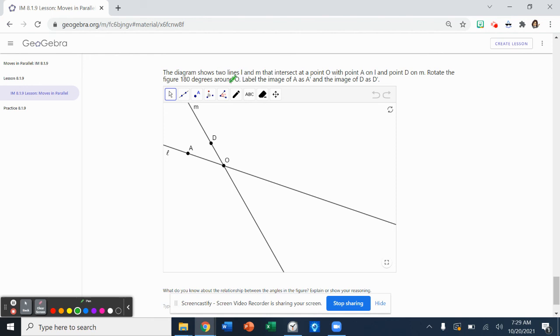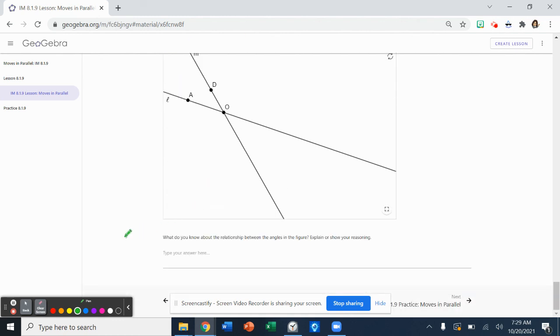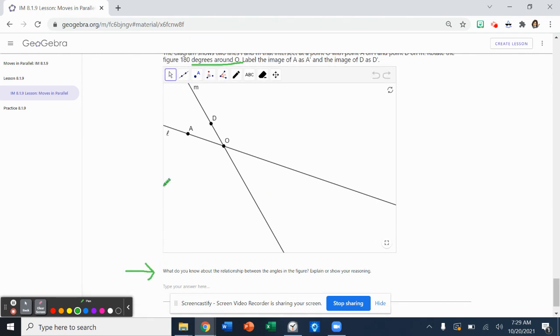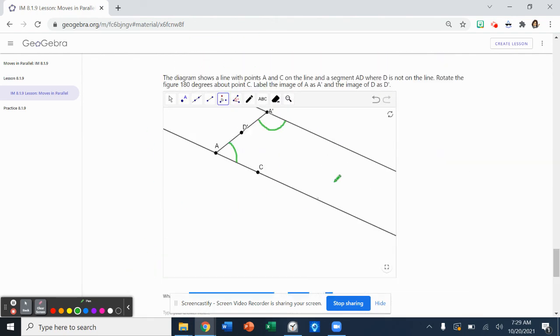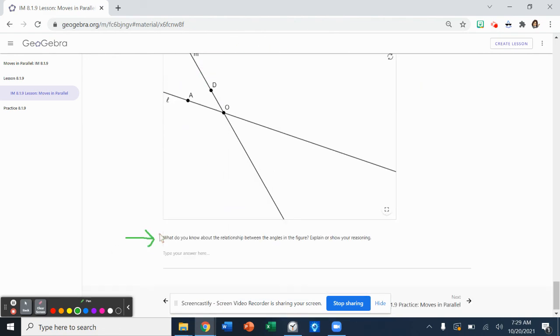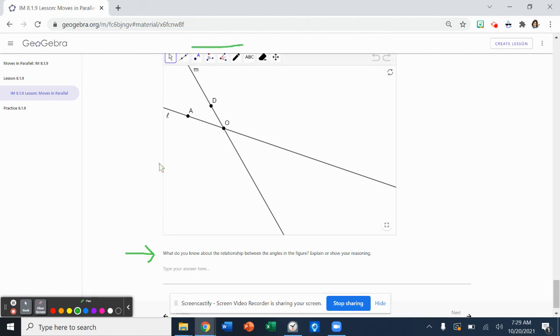And in the final question, you're asked to rotate again 180 degrees around point O, label the image, and tell me what you know about the relationship. So go ahead and complete this rotation and see if you can notice something similar to what we noticed in this image. When you're finished, I want you to go ahead and take a look at today's exit ticket and reach out to me if you have questions.